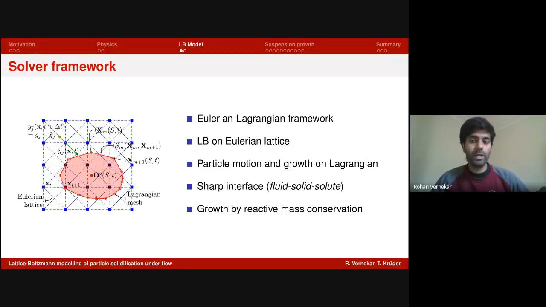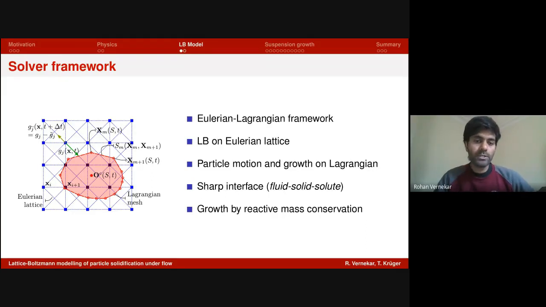So the solver framework is similar to something we've seen in the last 2 days in some of the talks, which is a Eulerian Lagrangian framework. We have a moving particle sitting on a fixed Eulerian lattice, and the particle growth is local. Essentially, this is done by ensuring that the amount of solute removed from solution is equal to the amount of mass that's added.